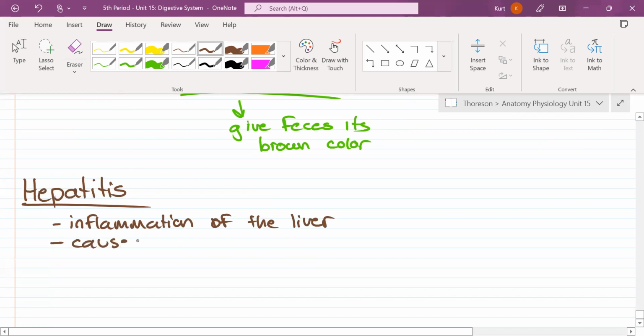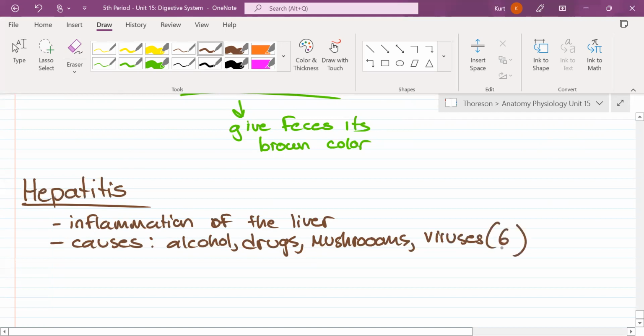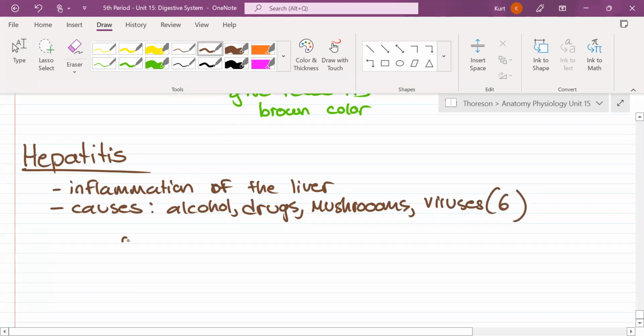Causes, well, there are several. Alcohol, drugs, mushrooms, weird, right? And viruses. There are up to 6 hepatitis viruses. Hep A and E are transmitted by contaminated food.